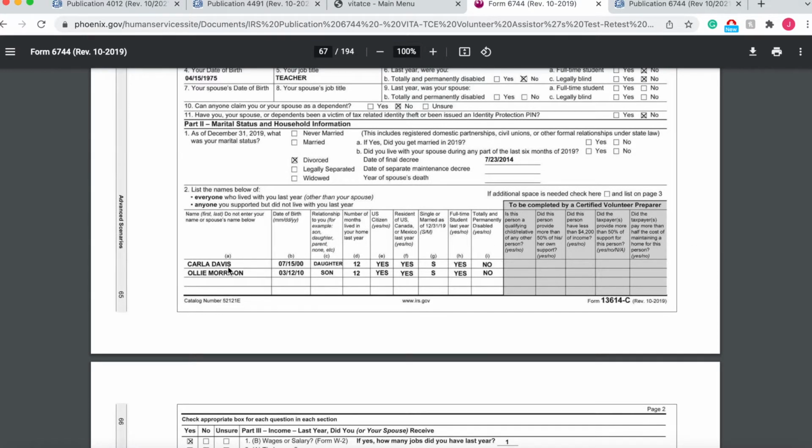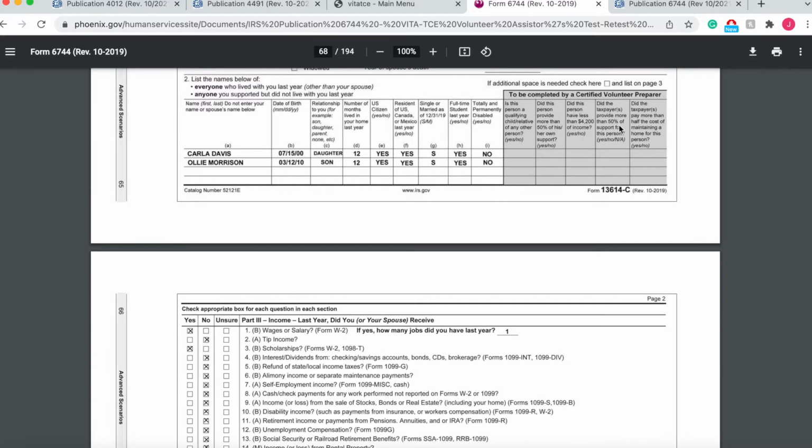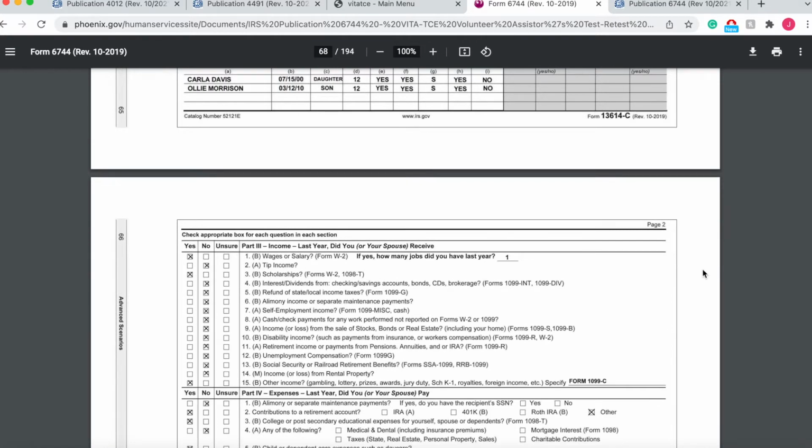And we see here some specific details related to individuals who could potentially be claimed as dependents, and this section here needs to be completed by a certified volunteer preparer. I'm not going to fill that out here because I cannot edit this, but this always needs to be completed by the preparer every single time a return is done. But I'll still show you some of the process you would go through to do that.